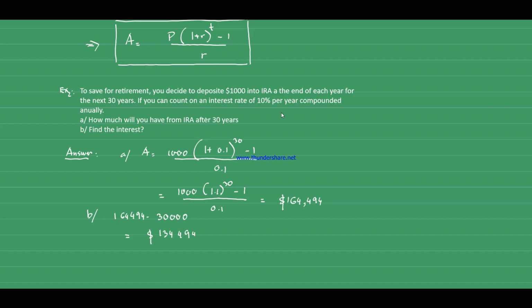But they give you 10%. I don't know what company or what IRA account gives you 10%. I don't think they give you 10%, though. 10% is a lot, because you see that after 30 years you make $134,000. This is a lot of money for only paying $1,000 every year.